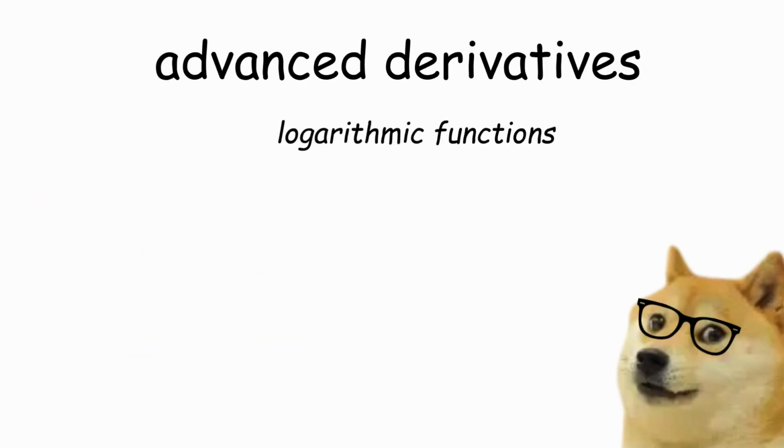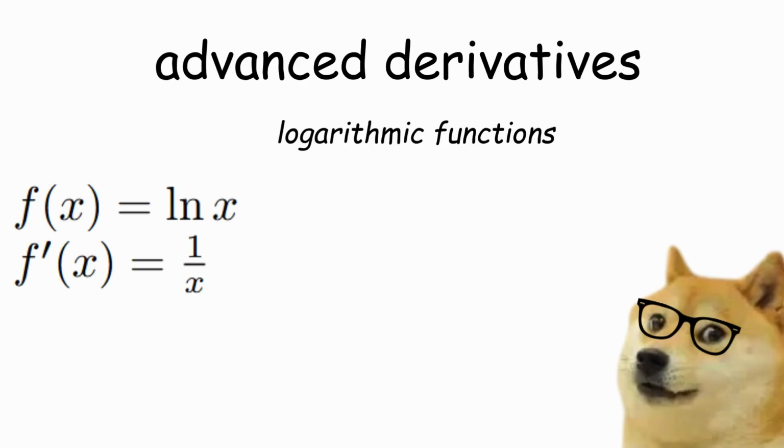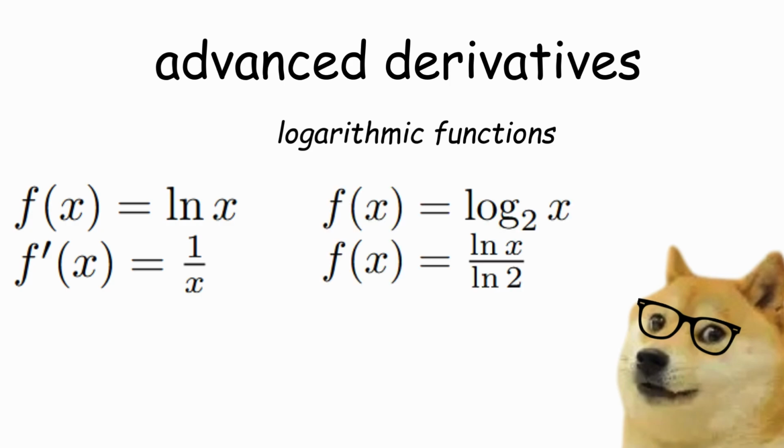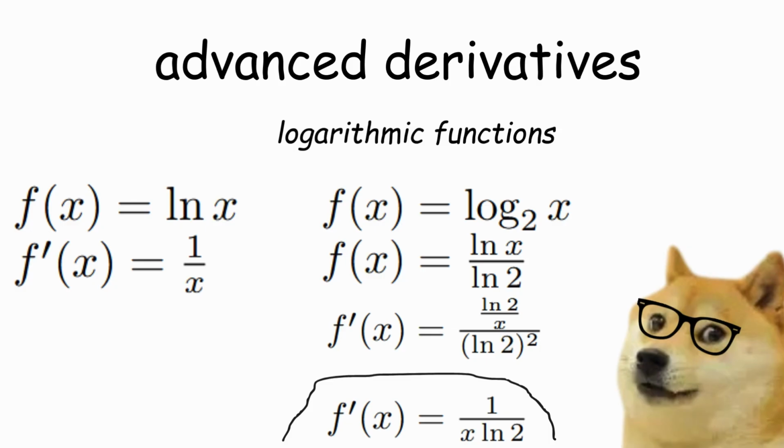And then there's logarithms. All you really need to know is the derivative of the natural log, which is 1 over x. For a logarithm of any base, you can use the change of base formula to turn it into a natural log over the natural log of the original base. Then you can work from there using the derivative of ln and the quotient rule.